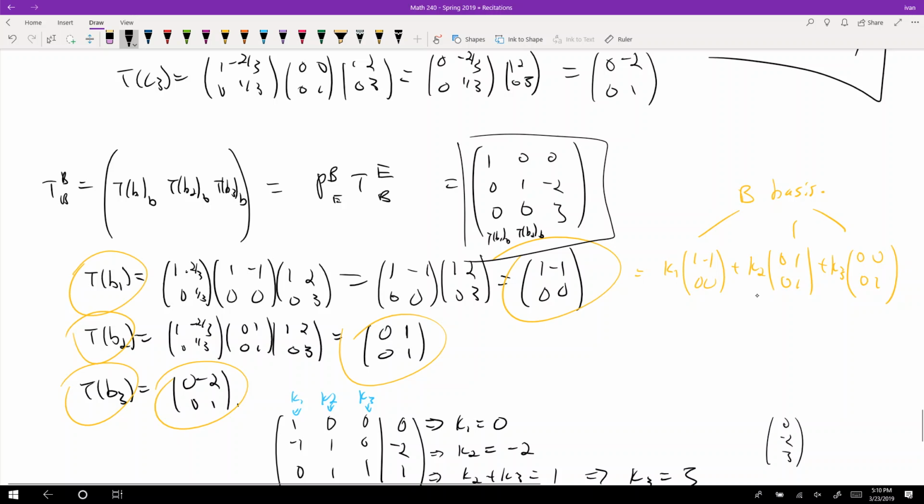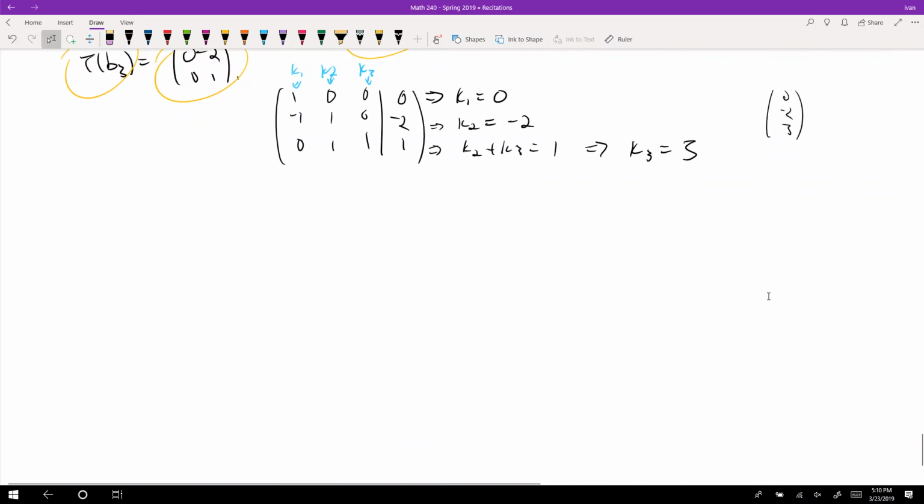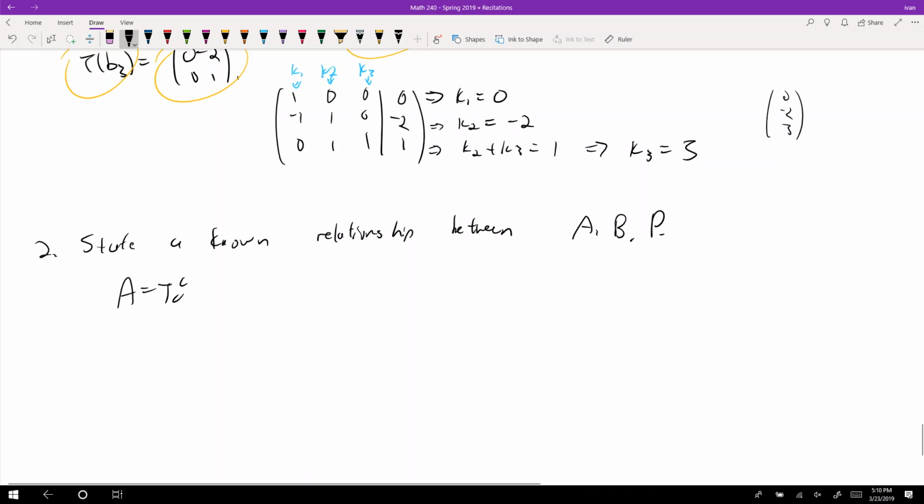What's part 2? Yeah, part 2 is state a known relationship between A, B, and P. And remember, A is TCC, B is TBB, and P is the change of basis matrix from B to C. Right? And so what might be useful here? What should we also just write down?